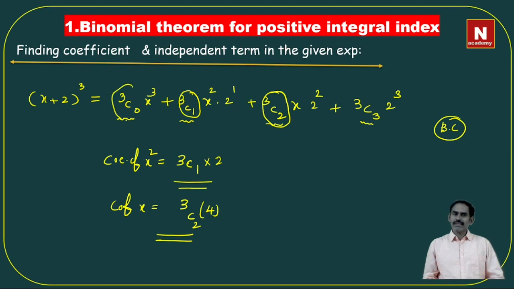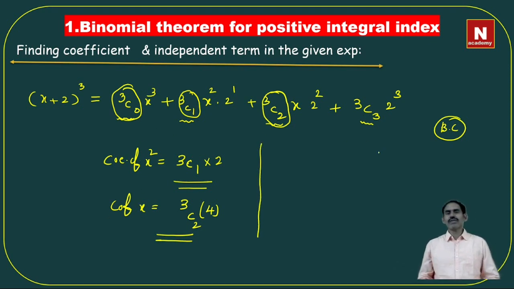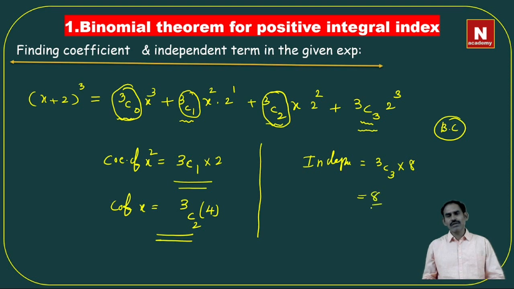Here, this 3C0 is known as the coefficient of x cube. But the independent term in this expansion means the term without x is called the independent term. Here in the last term there is no x. That's why this is called the independent term. So the independent term is 3C3 into 2 cube, that is 8, since 3C3 is 1. So 8 is the independent term. So whenever you find a binomial expansion, you will get the coefficients and independent terms also. Terms without x are called independent terms.